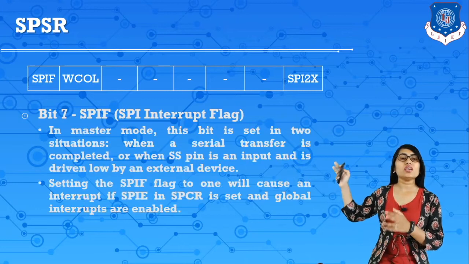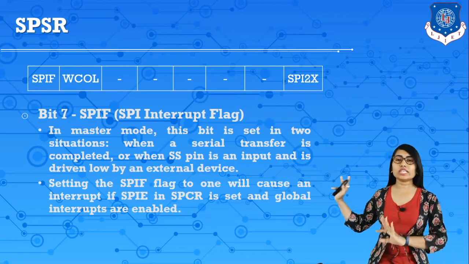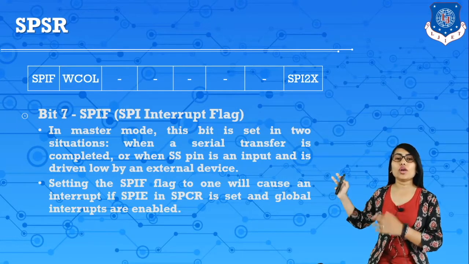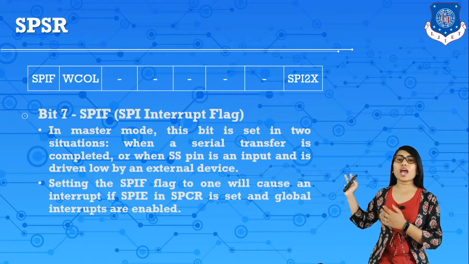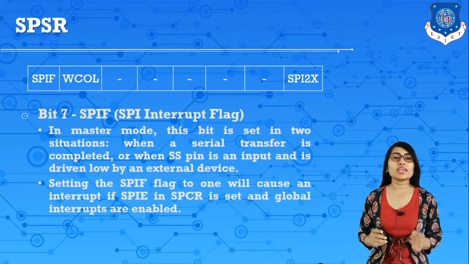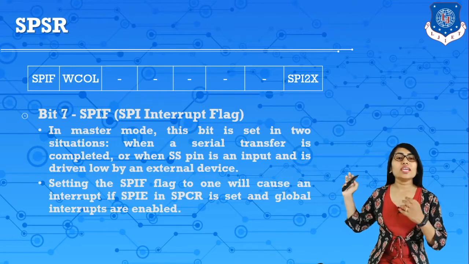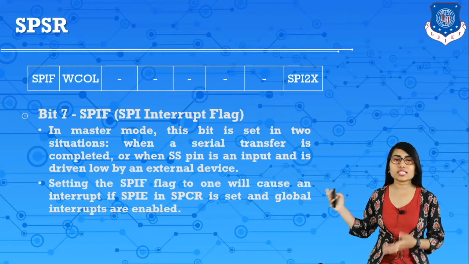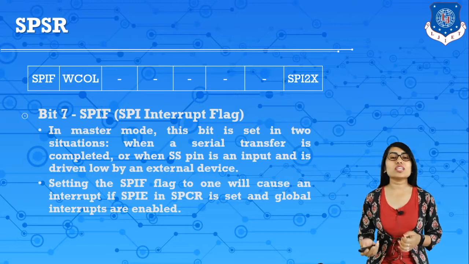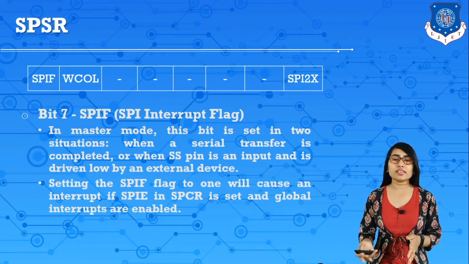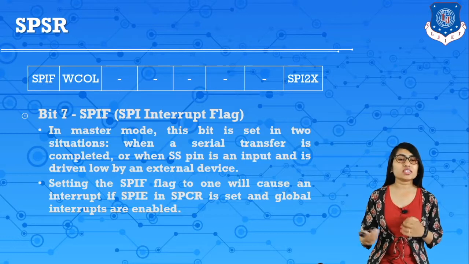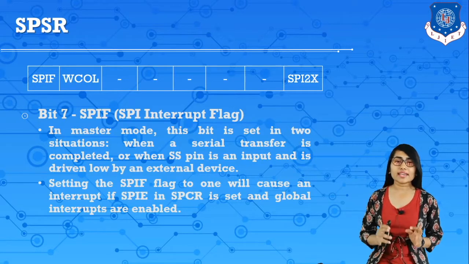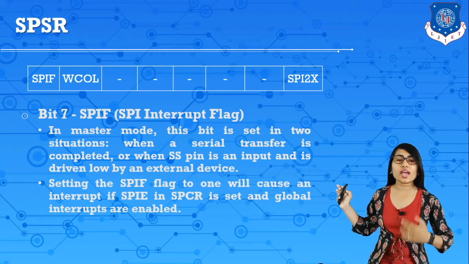First is SPSR. In the SPSR there are the bits SPIF, WCOL, then unused bits, and SPI2X. First, SPIF, that is SPI interrupt flag. In master mode, this bit is set in 2 situations: when the serial transfer is completed, or when the slave select pin is an input pin and at this duration is driven low by an external device. Setting the SPI flag to 1 will cause an interrupt if SPIE in SPCR is set and global interrupts are enabled.